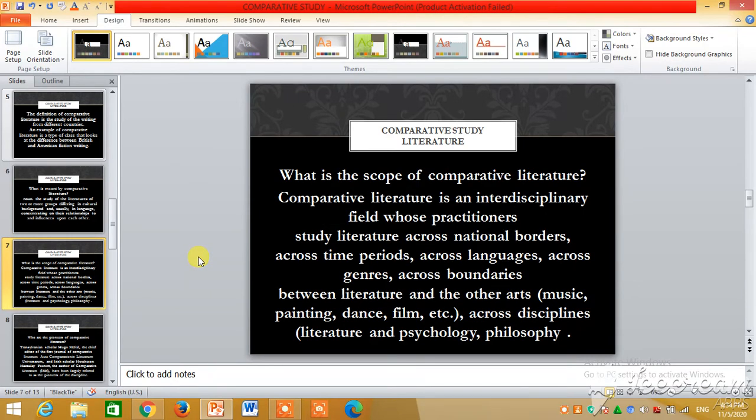What is the scope of comparative literature? Comparative literature is an interdisciplinary field whose practitioners study literature across national borders, across time periods, across languages, across genres, across boundaries between literature and other arts, music, painting, dancing, film, etc., across disciplines, literature and psychology as well as philosophy.